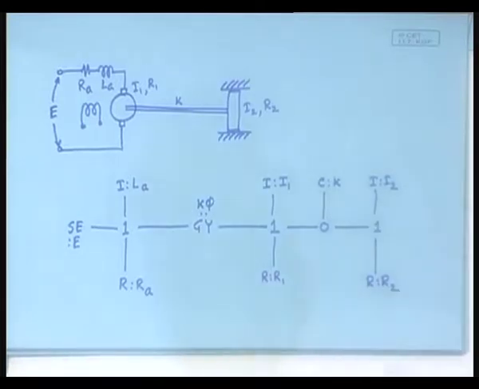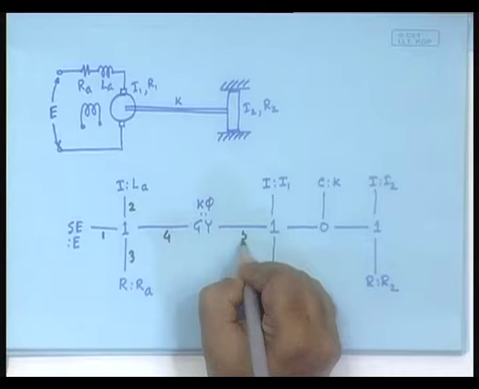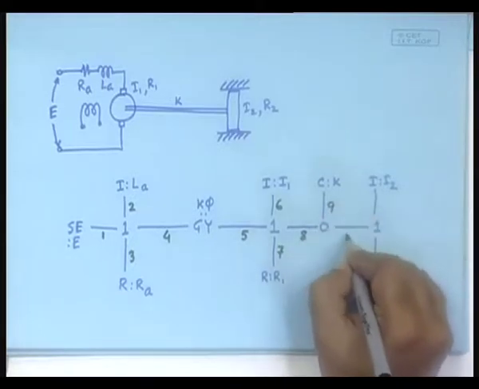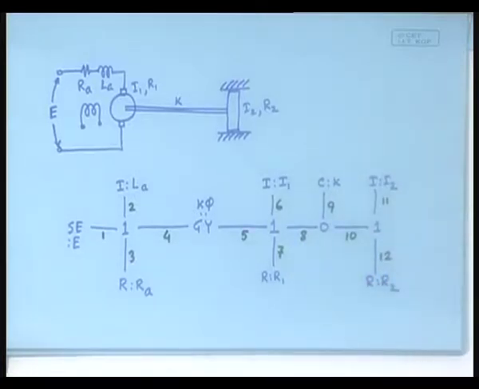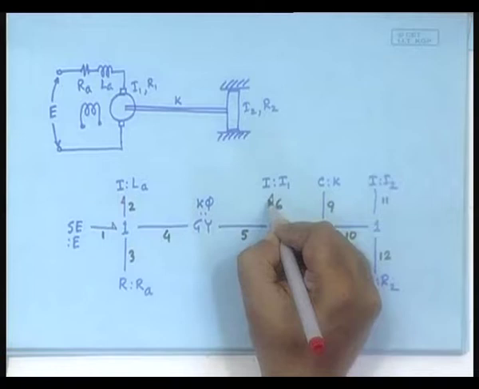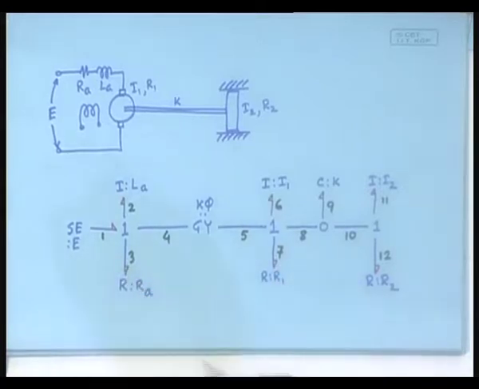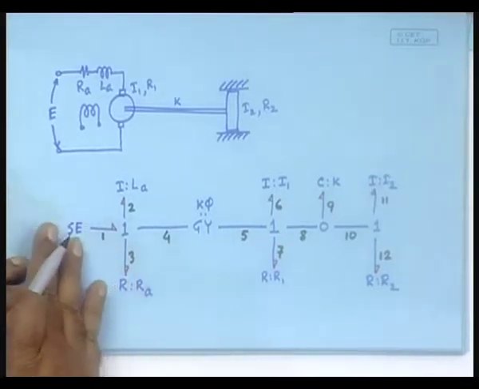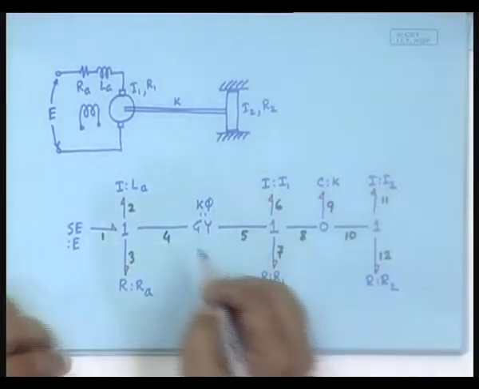Let us give numbers 1, 2, 3, 4, 5, 6, 7, 8, 9, 10, 11 and 12. Now, let us give the power directions. These are very standard, so let us not spend time on explaining these. Since there is only one source, it is logical to have the positive power flow assumed to be in this direction, though as I told you, you can as well put them in the opposite direction, but let us do it this way.